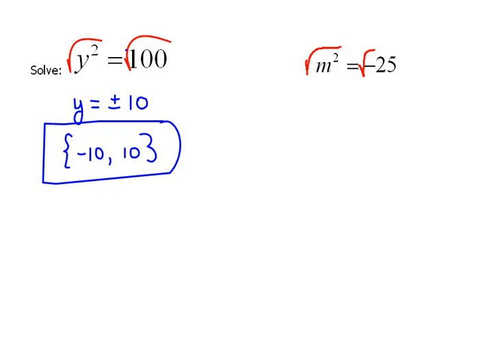I can do the opposite of the square of m squared, which would be m. The square root of m squared would be m, equals the square root of, if this was just a 25, then it would be 5. But because we have the negative, we have to add in the imaginary there. So this would be a positive or a negative 5i. So our solutions would be negative 5i or positive 5i.